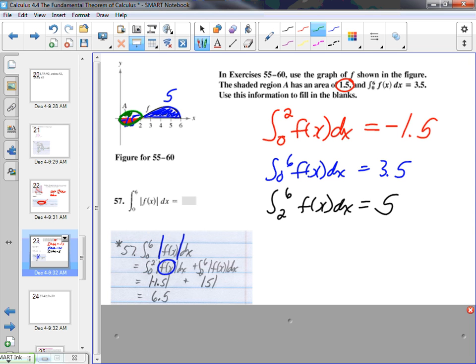So wouldn't this little green region be the reflection of the red region? The positive reflection of the negative red region? I guess what I'm trying to get down to is that it has got to end up being a positive 1.5, doesn't it? What tells us that? The absolute value sign. So see, the signed area is negative 1.5, but they want the absolute value of that, so it's got to be a positive 1.5.